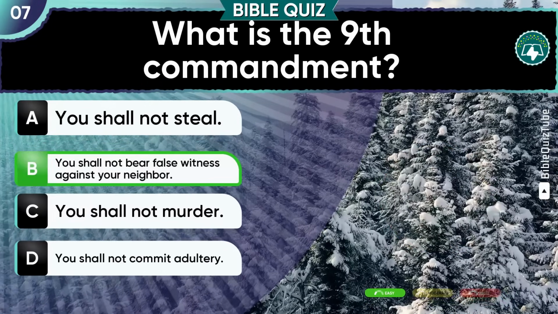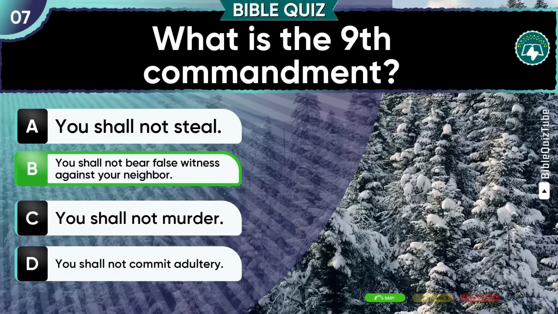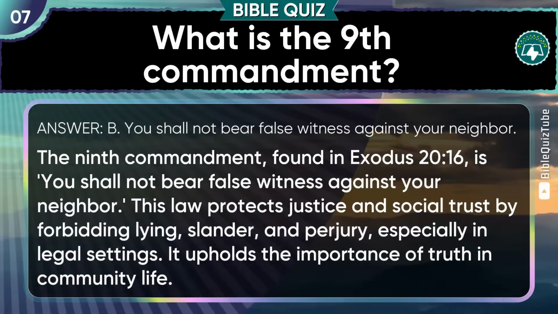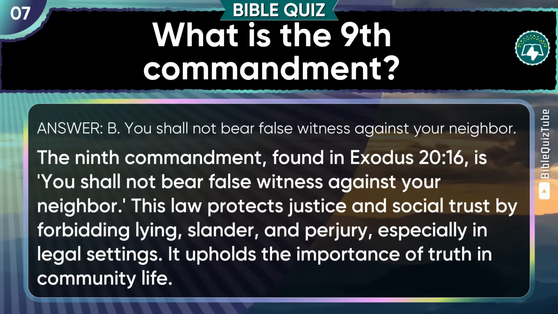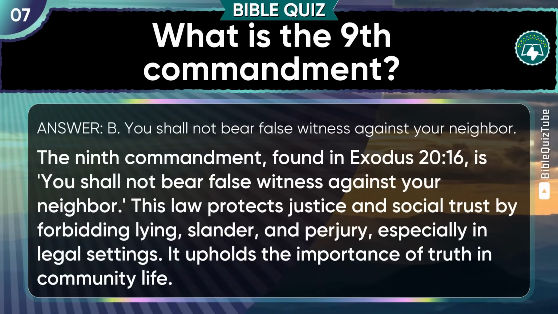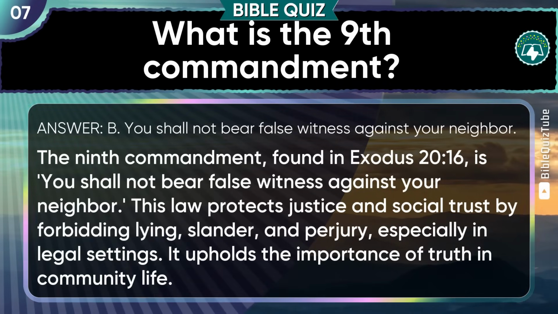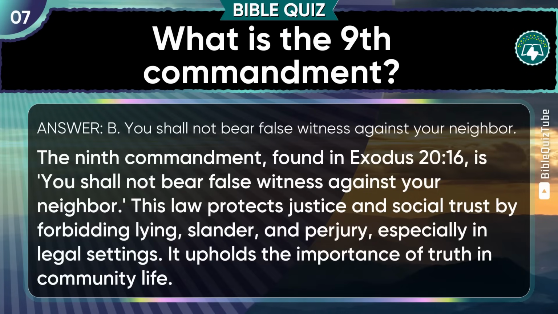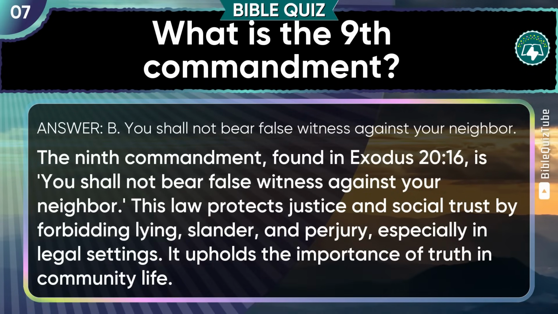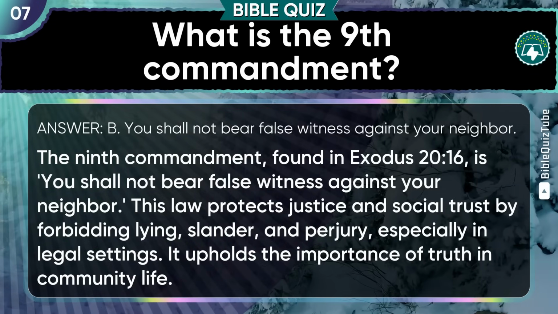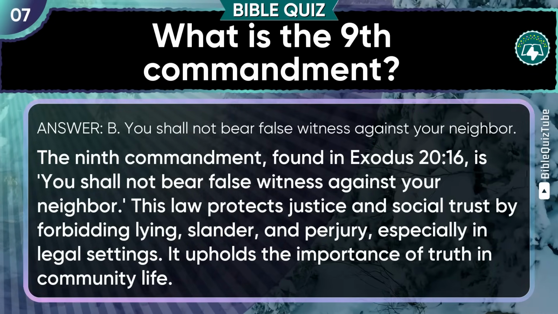The correct answer is B. You shall not bear false witness against your neighbor. The explanation. The ninth commandment, found in Exodus chapter 20 verse 16, is, You shall not bear false witness against your neighbor. This law protects justice and social trust by forbidding lying, slander, and perjury, especially in legal settings. It upholds the importance of truth in community life.